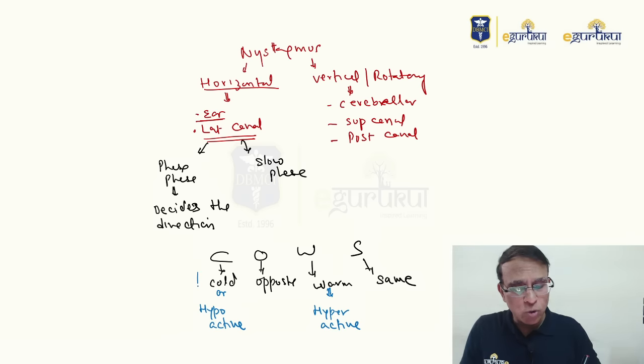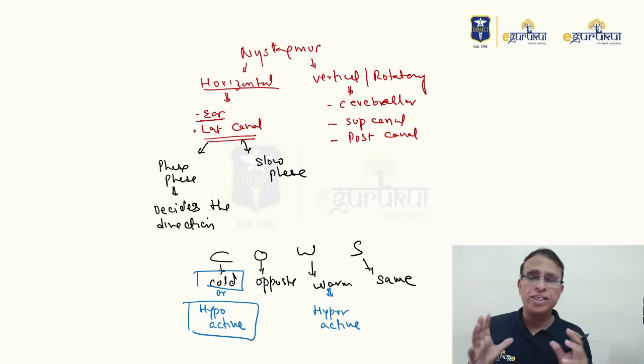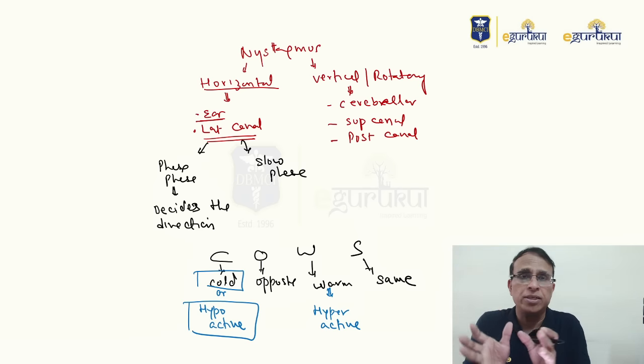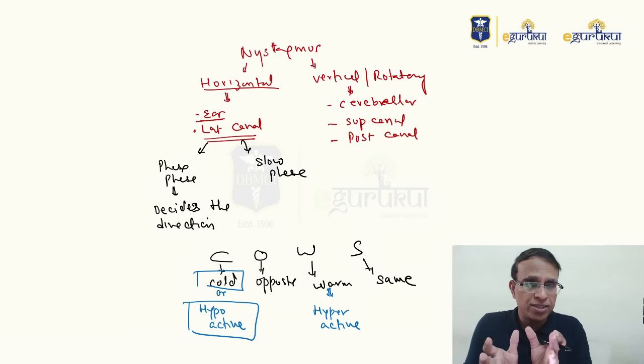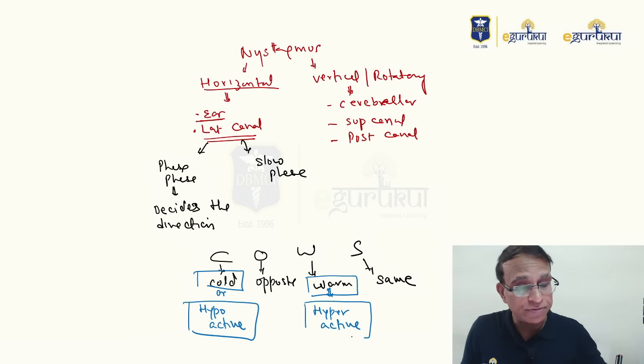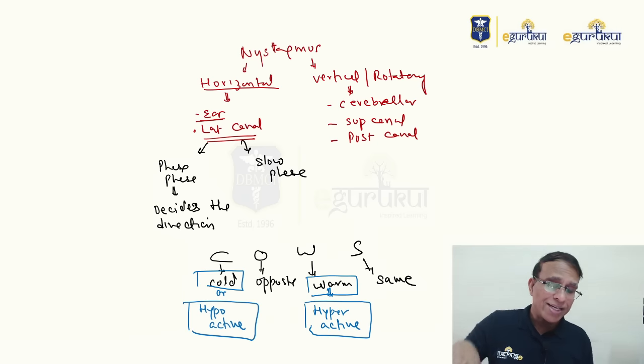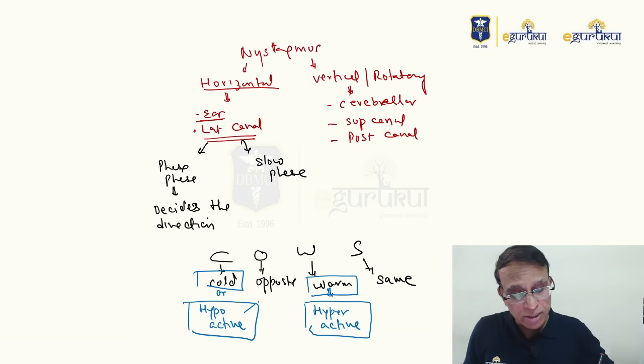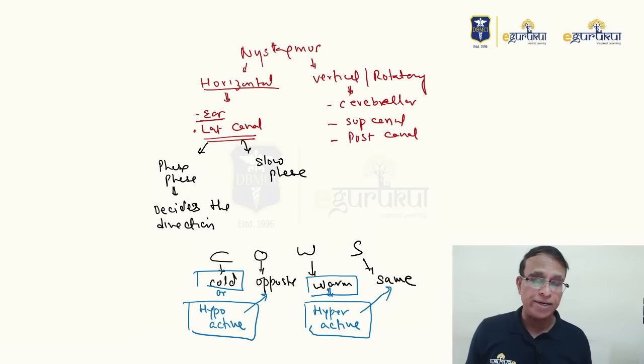So whether you say cold or hypoactive, it is the same thing. If a tissue is placed in a cold temperature, it becomes hypoactive, the activity decreases, isn't it? The opposite is warm. If the tissue is placed in a warm temperature, it becomes hyperactive. So we can say hypoactive disease causes nystagmus on the opposite side, hyperactive disease causes nystagmus on the same side.